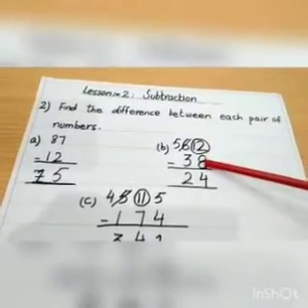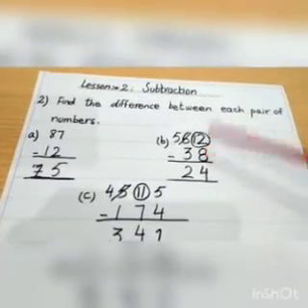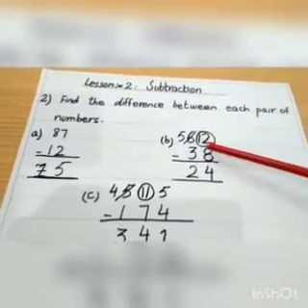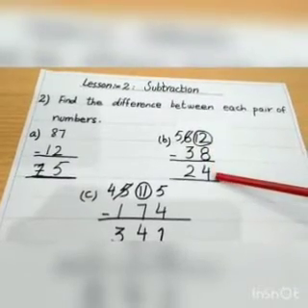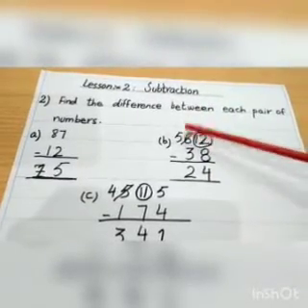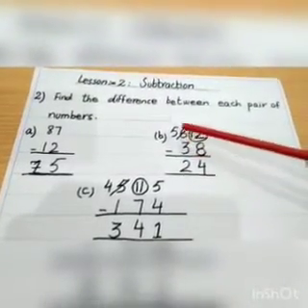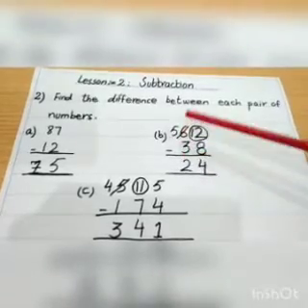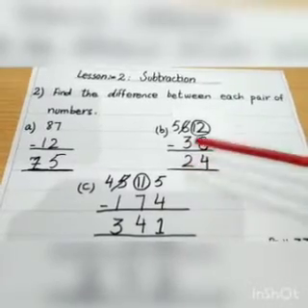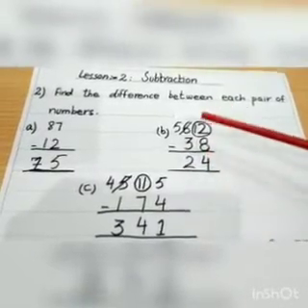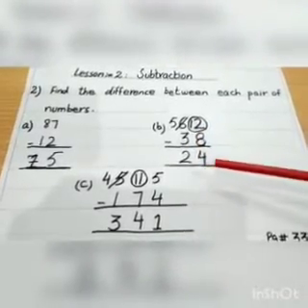12 minus 8. Now you can take 8 away from 12. 12 minus 8 is equal to 4. Now in the tens column you can see 5 minus 3. 5 is bigger than 3, so we can subtract. 5 minus 3 is equal to 2. The answer is 24. The difference between 62 and 38 is 24.